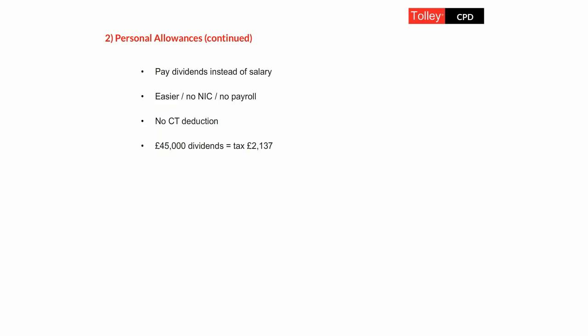Now you could pay £45,000 worth of dividends and only have a tax bill of £2,137. That's an effective rate of 4.75%. That's the higher rate threshold, 45,000, less the personal allowance, less the 5,000 dividend allowance, times the basic rate of dividends, 7.5%, £2,137. So a very cheap means of extraction.